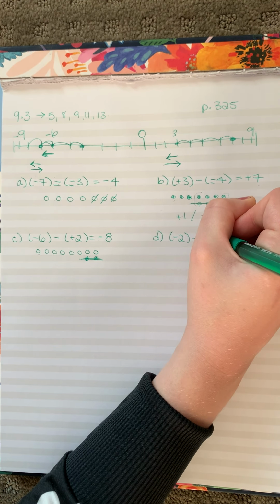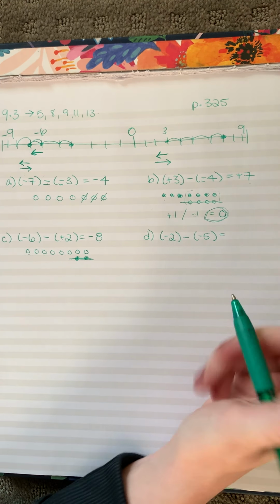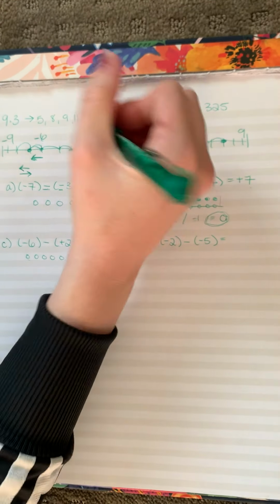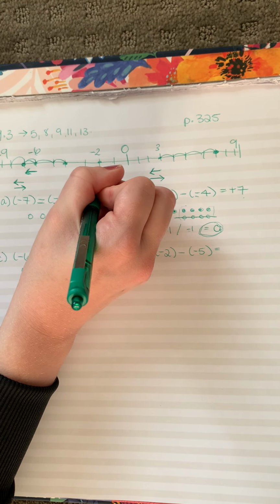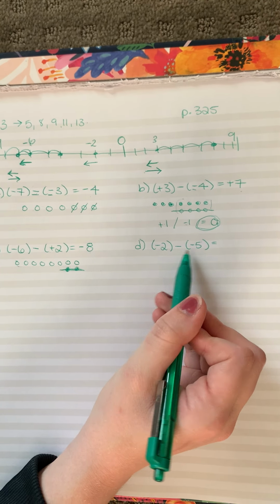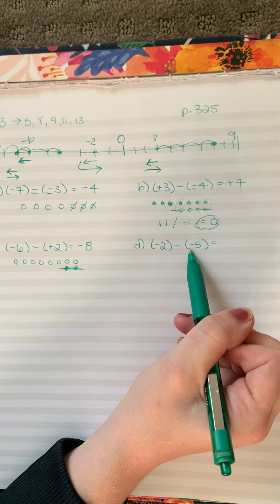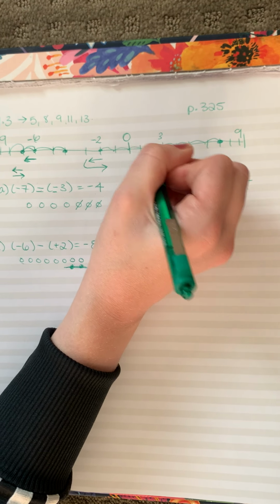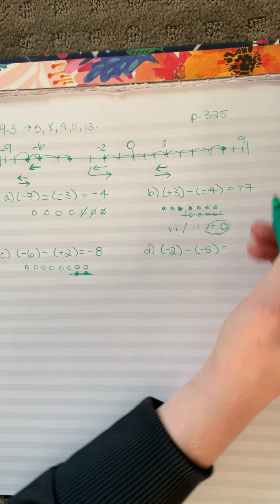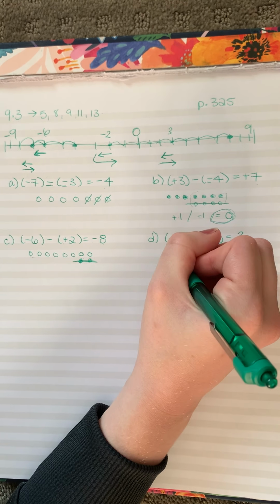Negative 2 subtract negative 5 equals, let's try it on our number line first. So here's negative 2. Subtraction tells me to go to the left. The negative says, oh, we're actually going to do the opposite. And I'm going to go up 5. 1, 2, 3, 4, 5. That gets me to positive 3. So I'm going to draw that out.